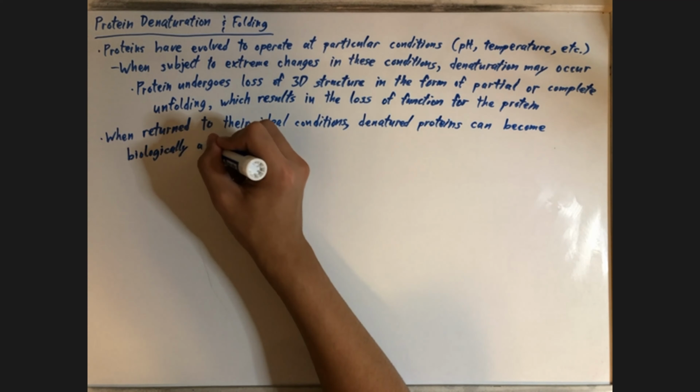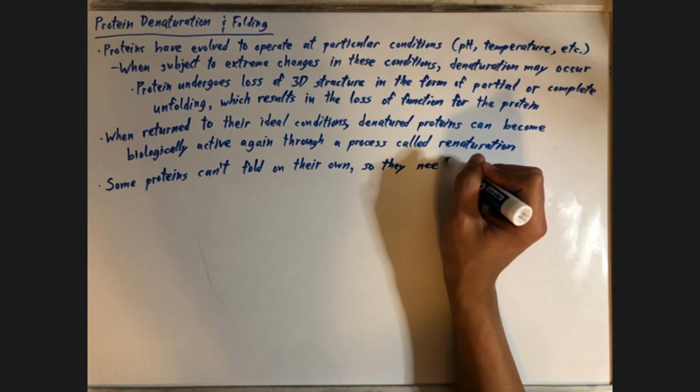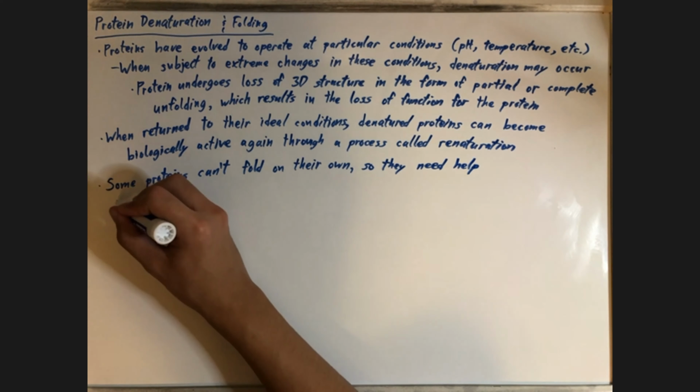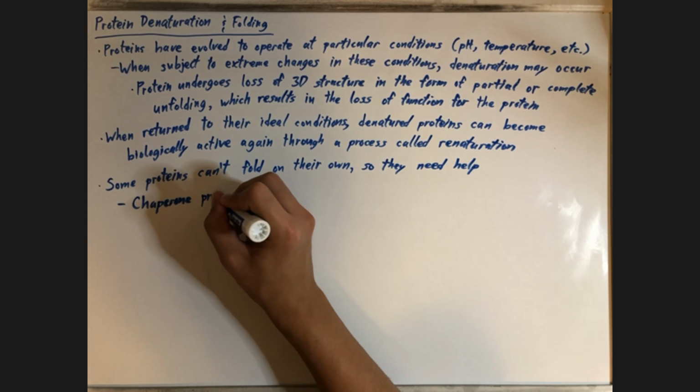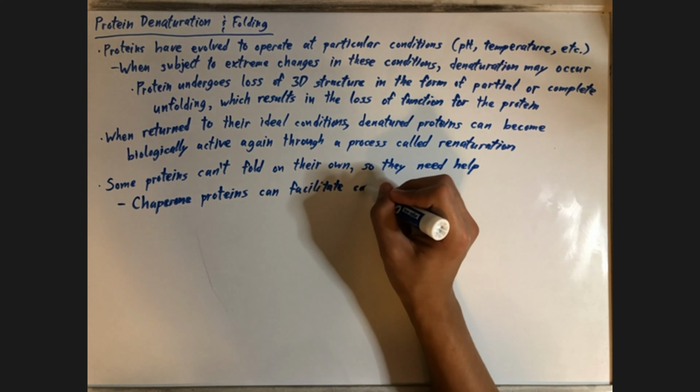On the topic of protein folding, some proteins can't fold on their own, so they need some help. And this help comes in the form of chaperone proteins. Chaperone proteins can facilitate correct folding pathways or provide microenvironments in which folding can occur.